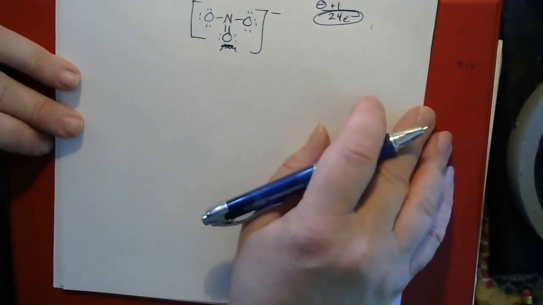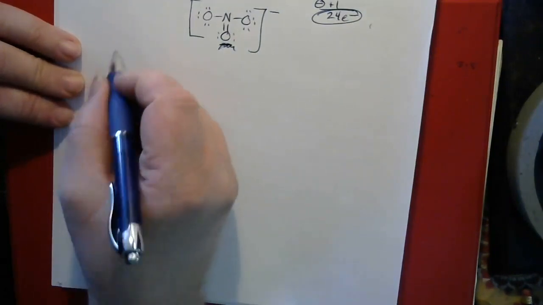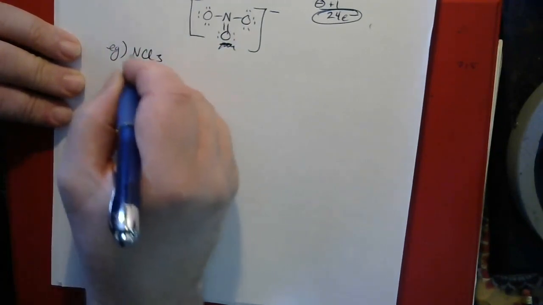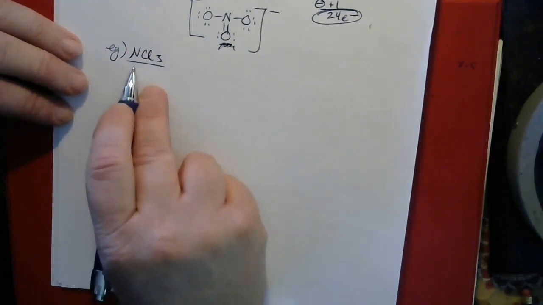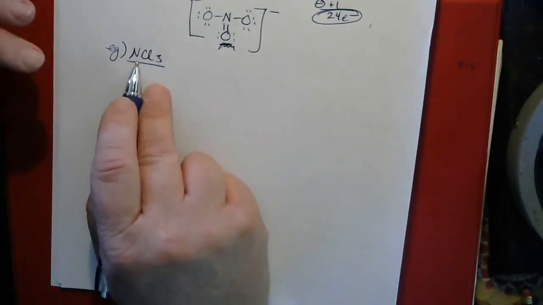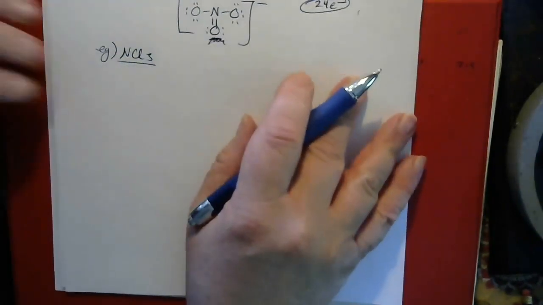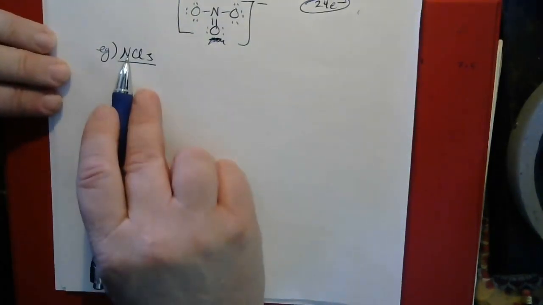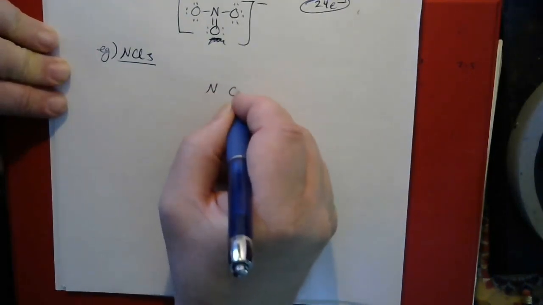For, say, another example, we can look at NCl3. In this case, I don't remember which is more electronegative. I think nitrogen is actually more electronegative than chlorine, but I could be wrong about that. They're close. Anyway, there's only one nitrogen though, so that goes in the middle. And the chlorines are going to be around the outside somewhere.